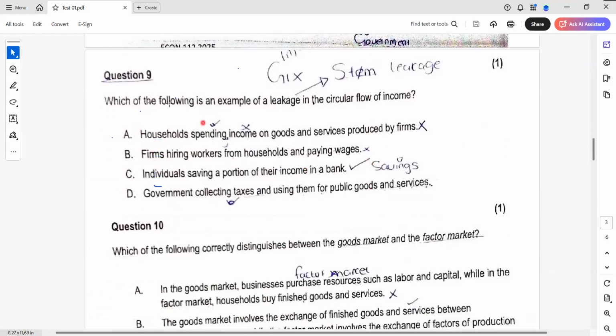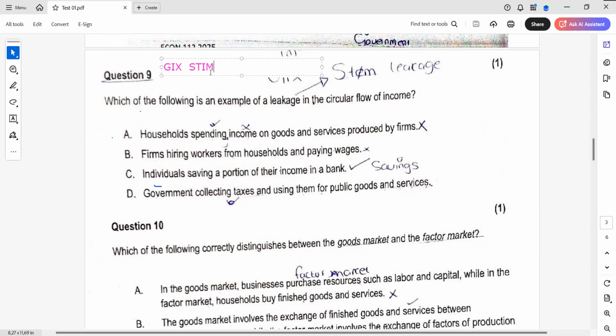Okay, question 9. Which of the following is an example of a leakage in the circular flow of income? So I use JIGS and STEM to differentiate between the leakages and the injections, right? So let me just write it here. If you did watch the previous video, you will know this JIGS and STEM. Okay, I wrote STEM there. So G for government expenditure, I for investment, and X for export, S for savings, T for taxation, and M for import.